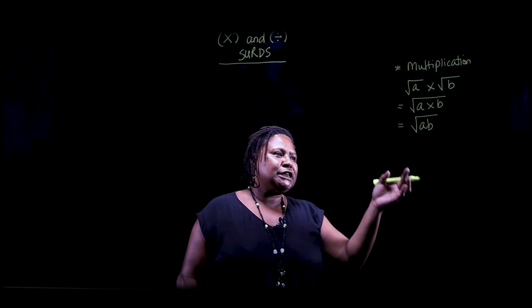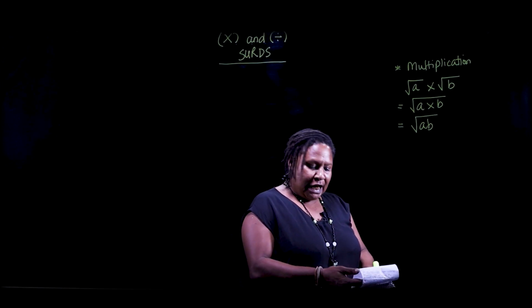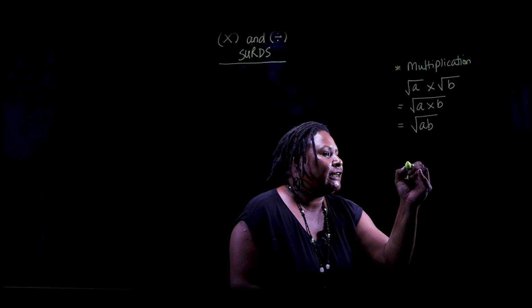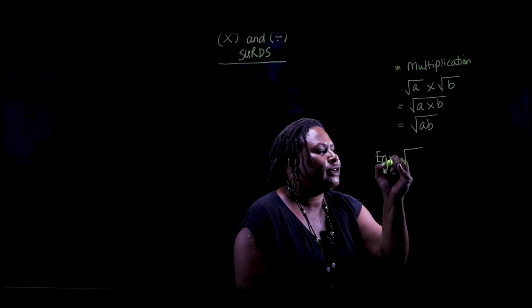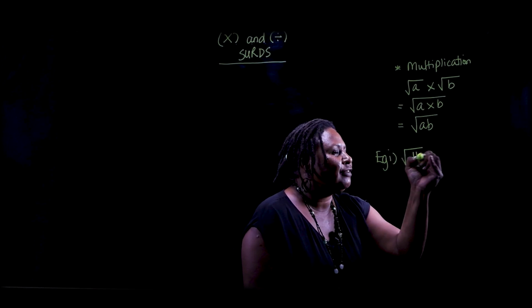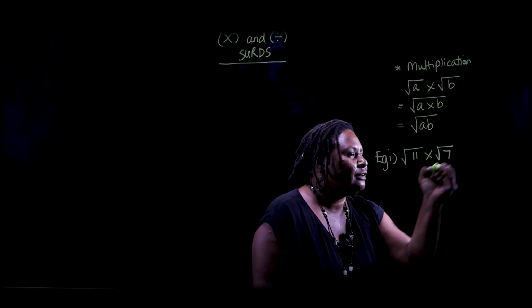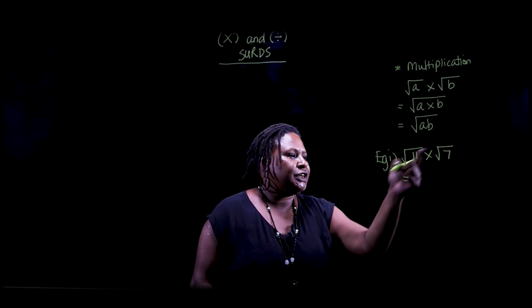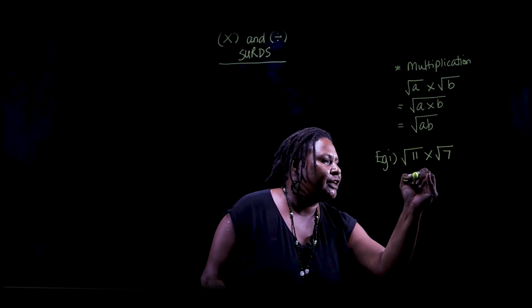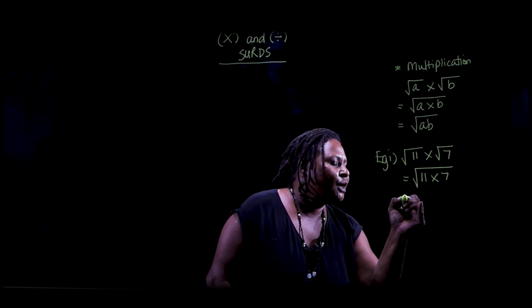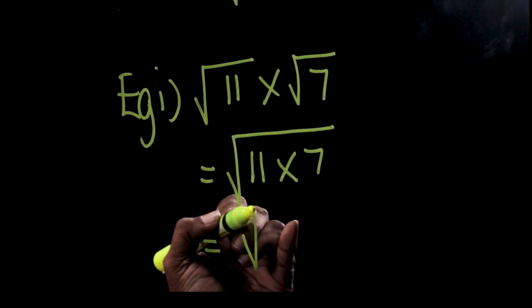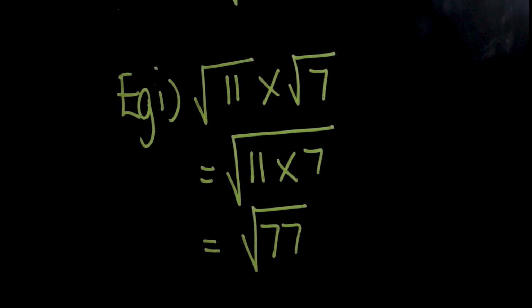Now let's put in some numbers here so we can see how this is really working. This is example 1: root 11 times root 7. No coefficients, so go straight to the numbers under the radical sign. We have the square root of 11 times 7, which will give us root 77. This cannot be simplified, so this is your final answer.